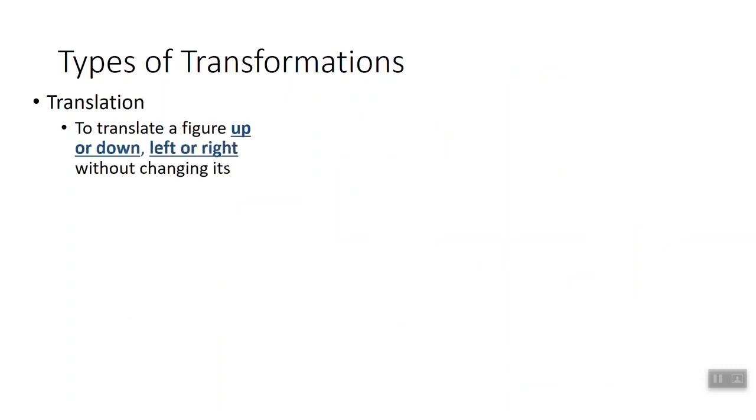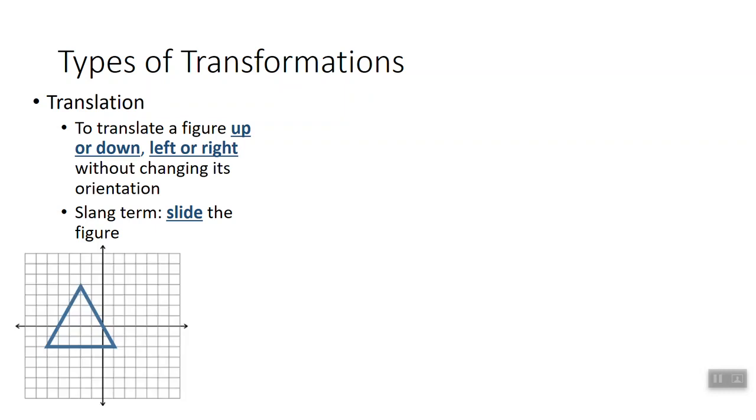To translate a figure is to move it up or down, left or right, without changing its orientation or the way that it's facing. The slang term we will use is to slide the figure. So for example, we take this blue triangle, A, B, C, and slide it to be a new triangle, A prime, B prime, C prime. We can then count how far away it went. The bottommost right vertex moved 1, 2, 3, 4, 5, 6 spaces to the right, and 1, 2, 3 spaces up. So I can describe the translation as x plus 6 and y plus 3.